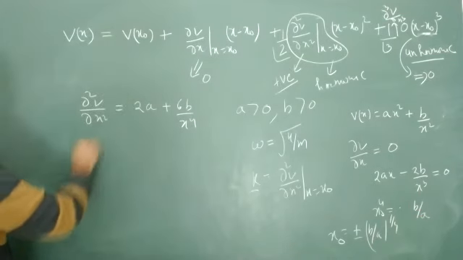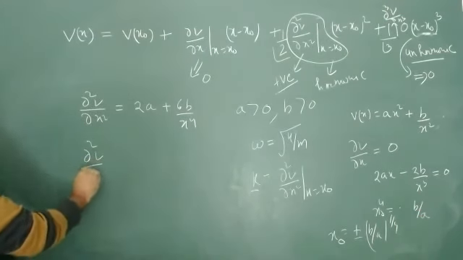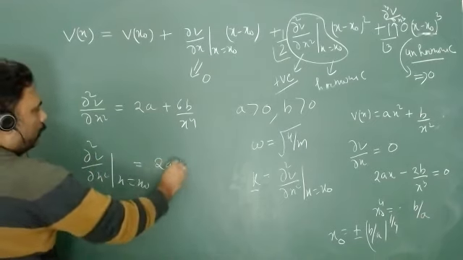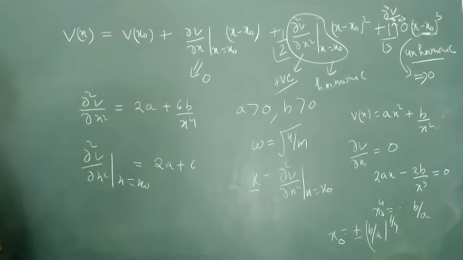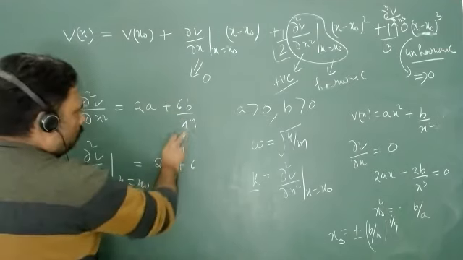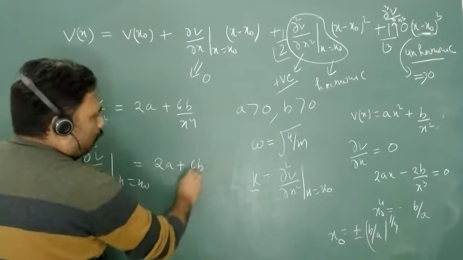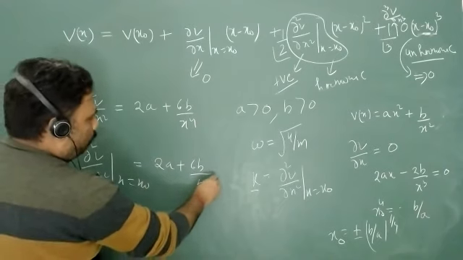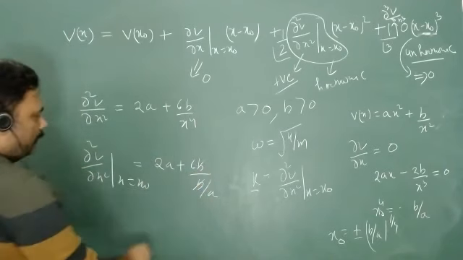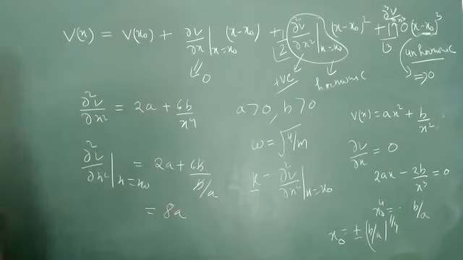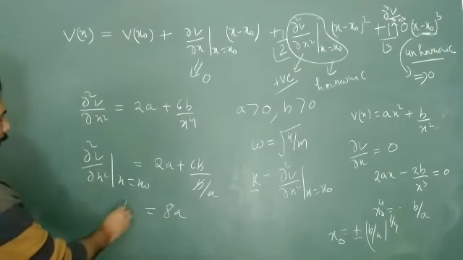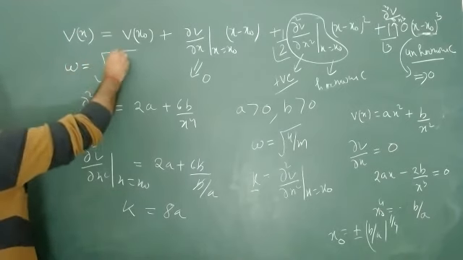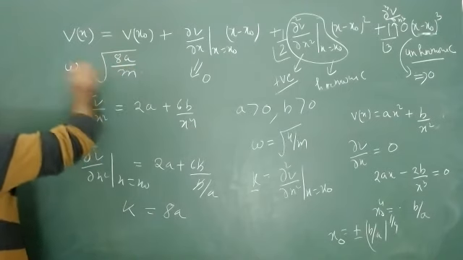So I have to calculate del square V upon del x square at x is equal to x naught, that is 2a plus 6b upon x naught^4. I can put the value of x^4, which is b upon a. So b and b cancel. This value is 8a. So this is your k, the k is 8a. So what is your angular frequency? Your angular frequency is root of 8a upon m.